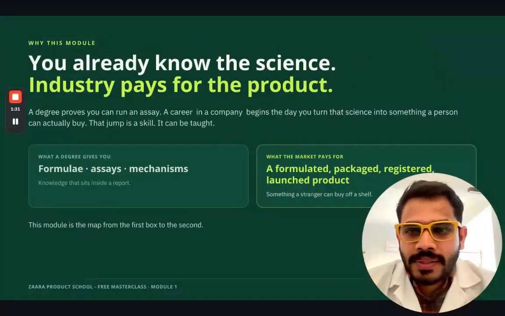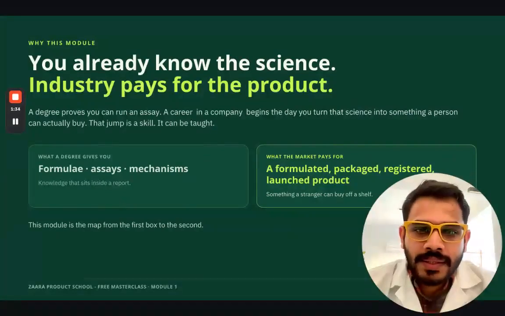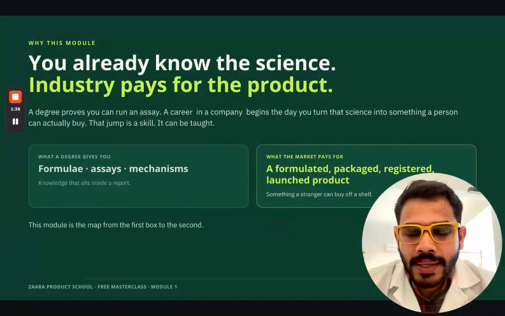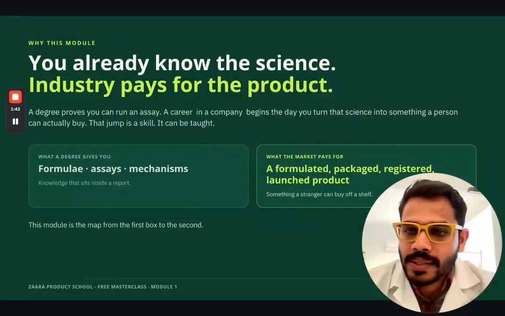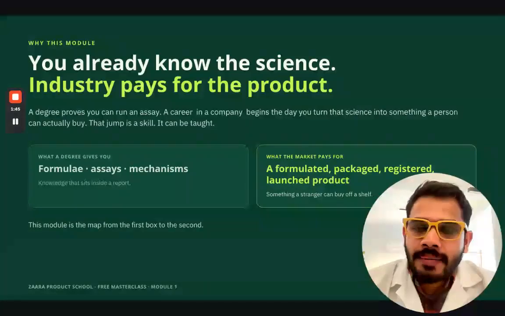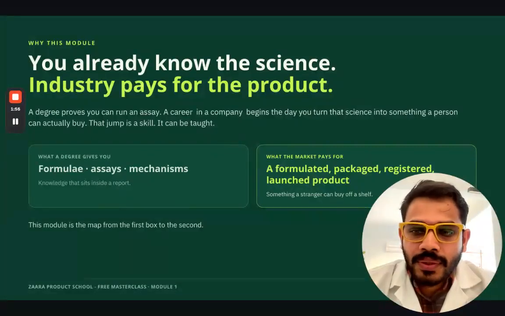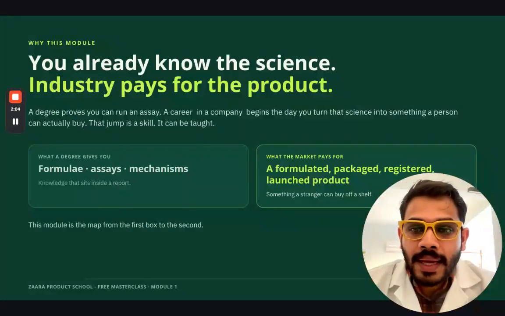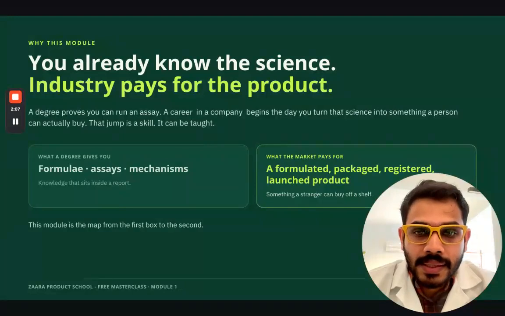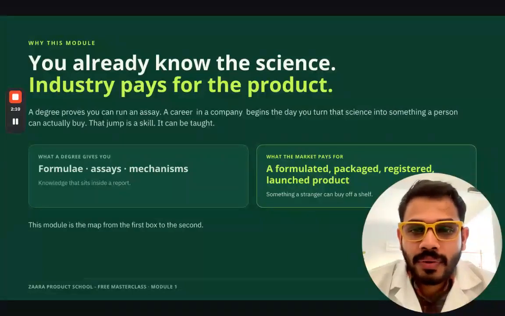So you already know the science industry pays off with the product. Mainly the companies, or you're looking forward to a good R&D career, or something extraordinary. You want to develop something from your college days, and channelize the academic or technical knowledge into market-friendly, market-acceptable products. Even the degree always gives you the formula, the assays, the mechanism, the extraction of protein, the utilization of the spectrophotometer and multiple lab equipment, and how we can get assay results. All these things are at the extraction and molecular level.